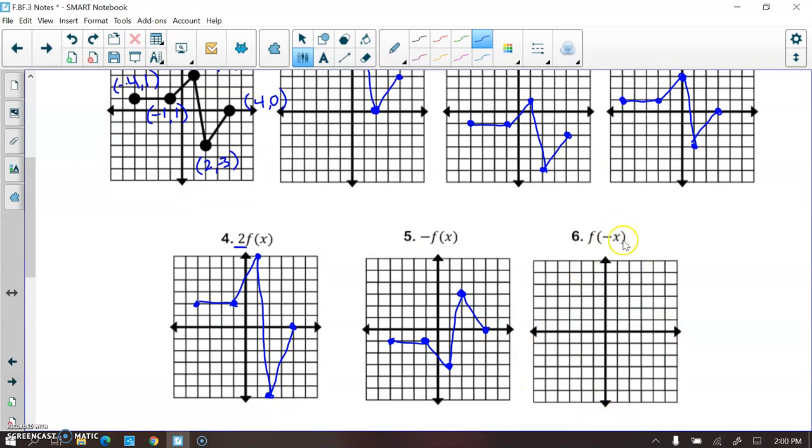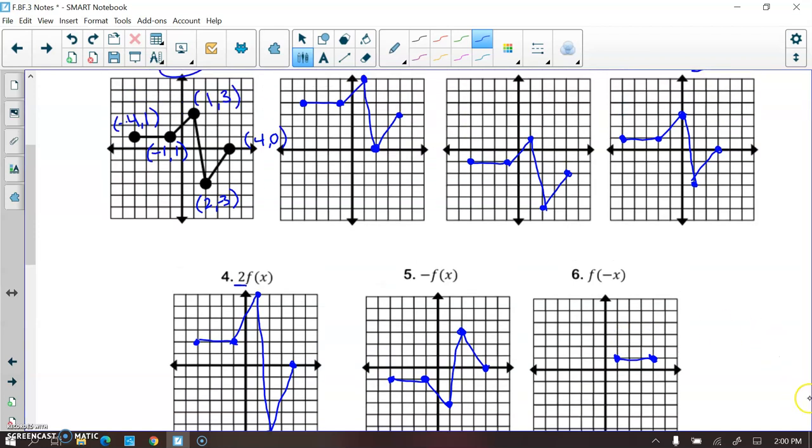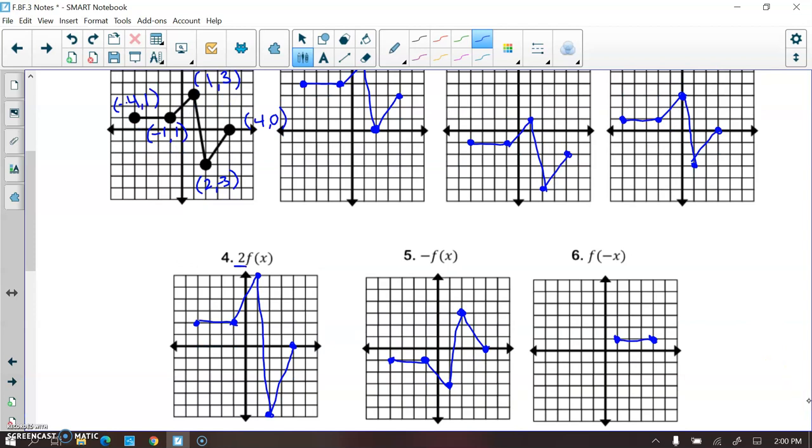And then number 6, this time it's a reflection over the y-axis. So this time it's your x value that's going to become the opposite. So if I have the point -4, 1, it's now going to become 4, 1. And if I have the point -1, 1, it's now going to become 1, 1. And if I have the point 1, 3, it's now going to become -1, 3.